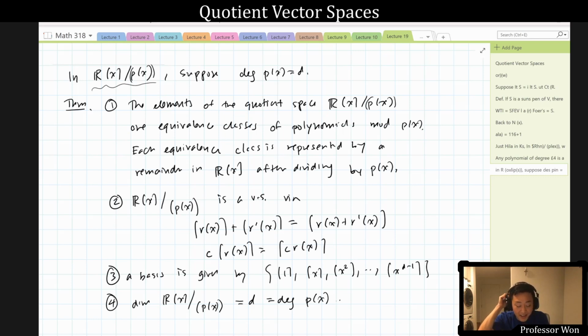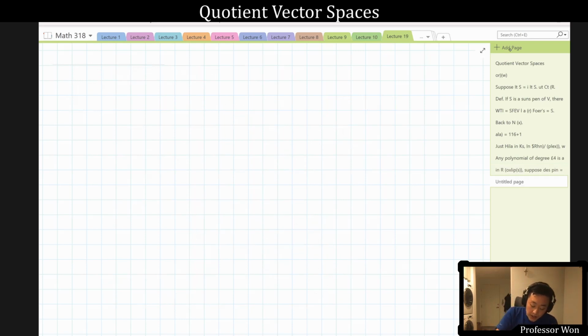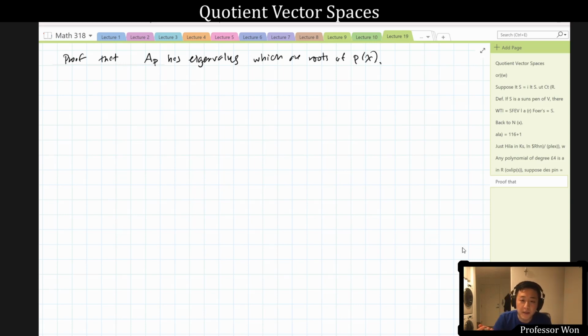Now I want to use this understanding to understand the companion matrix. So here's the proof that the companion matrix has eigenvalues which are the roots of p. Since this is already complicated enough, we're again just going to consider the case when p of x is our favorite polynomial, this one. But the general idea will be contained in the proof.